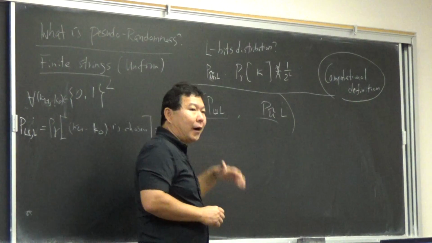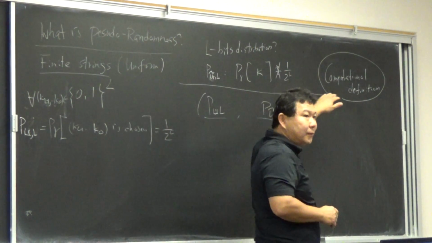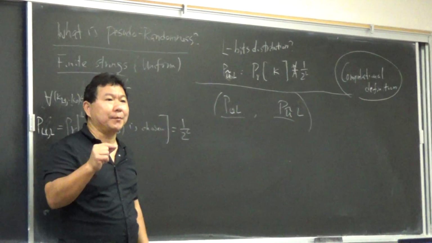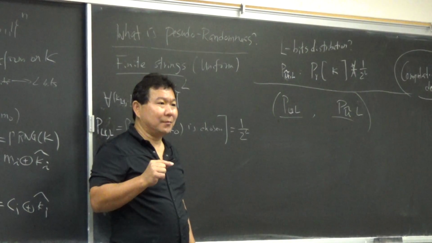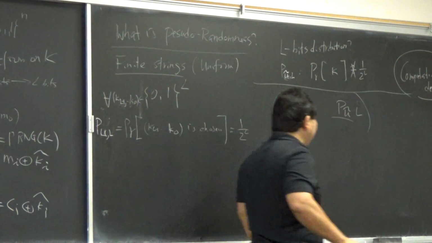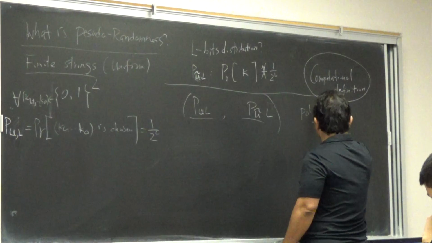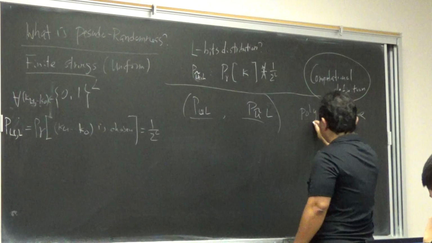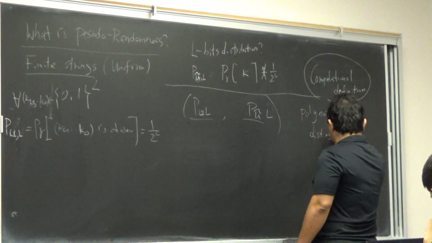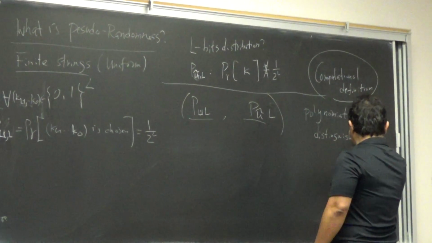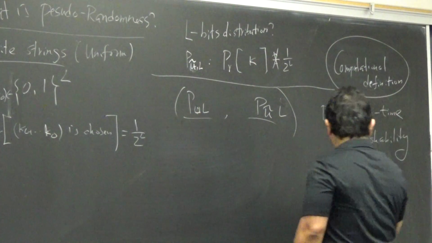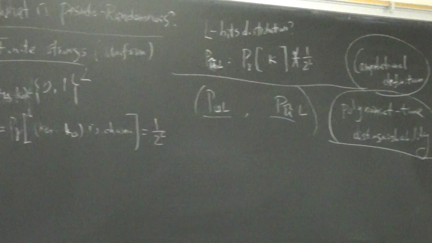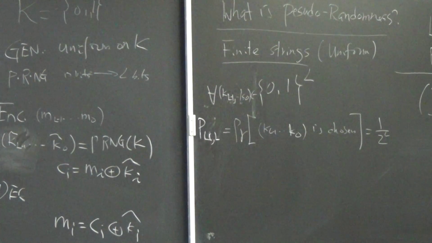And this really becomes the so-called computational measurement. That is, can we distinguish distributions when you have only polynomial time capacity? So this is called polynomial time distinguishability: whether you can distinguish two distributions in polynomial time. Okay.